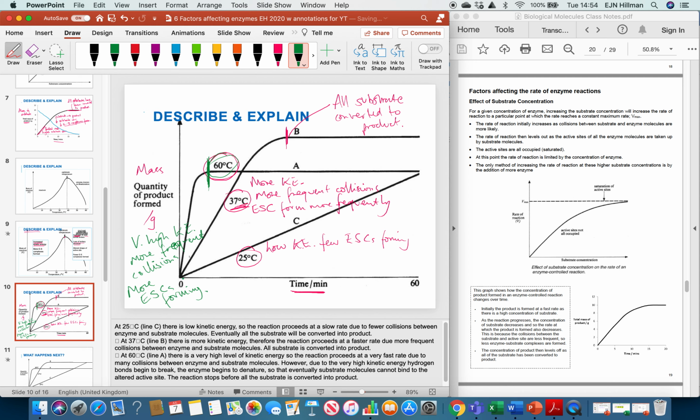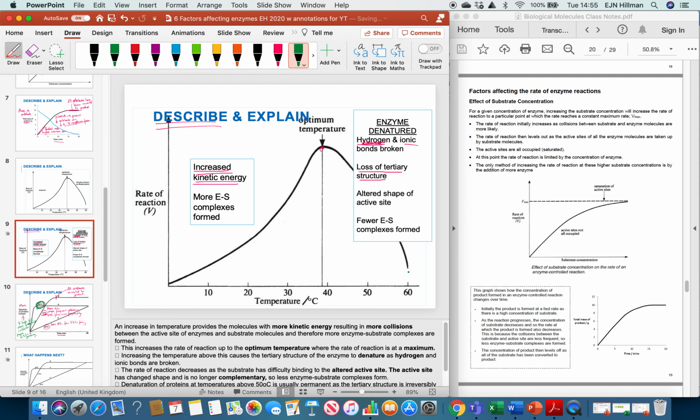All three reactions started with the same substrate concentration. So why does this line at A plateau below B? Well, we know 60 degrees is above the optimum temperature. Okay, we're assuming that 60 degrees is above the optimum temperature. So we can assume then that the hydrogen and the ionic bonds are broken. There has been a loss in the tertiary structure that changes the shape of the active site, so fewer or no enzyme substrate complexes can be formed.